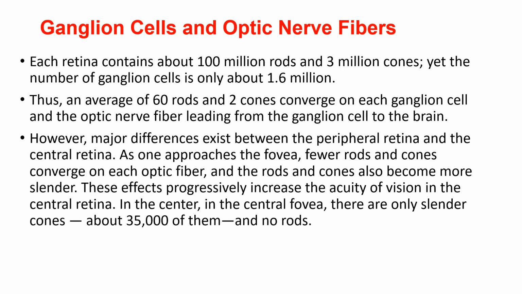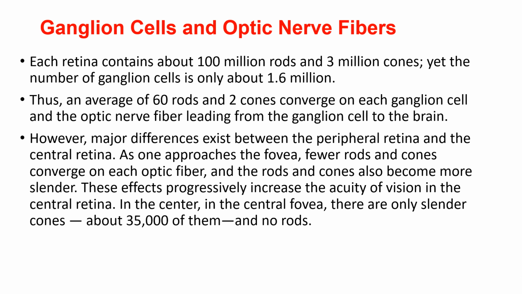Ganglion cells and optic nerve fibers. Each retina contains about 100 million rods and 3 million cones, yet the number of ganglion cells is only about 1.6 million. Thus, an average of 60 rods and 2 cones converge on each ganglion cell and the optic nerve fiber leading from the ganglion cell to the brain.